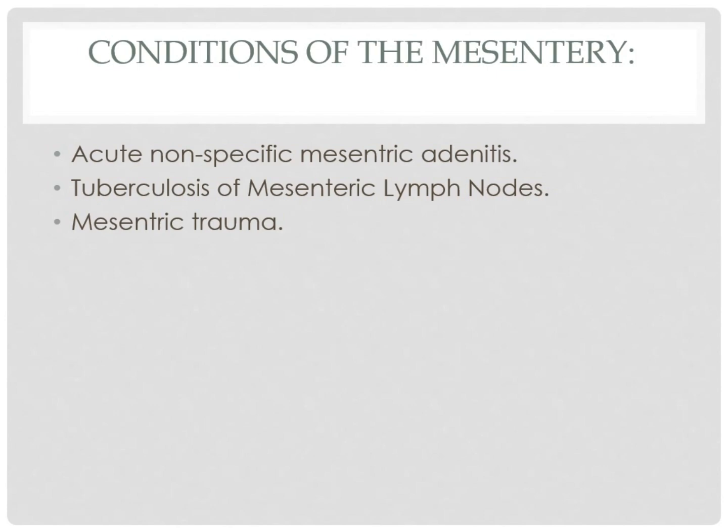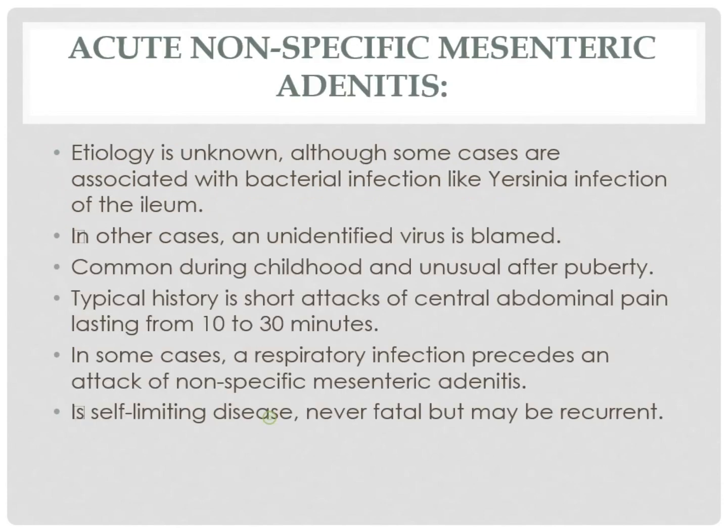We have many conditions of the mesentery. Most importantly is the acute non-specific mesenteric adenitis. I'll talk about it first. The etiology is unknown, but some say it's maybe associated with bacterial infections like Yersinia infection of the ileum. Others blame an unidentified virus. It's common during childhood and unusual after puberty.